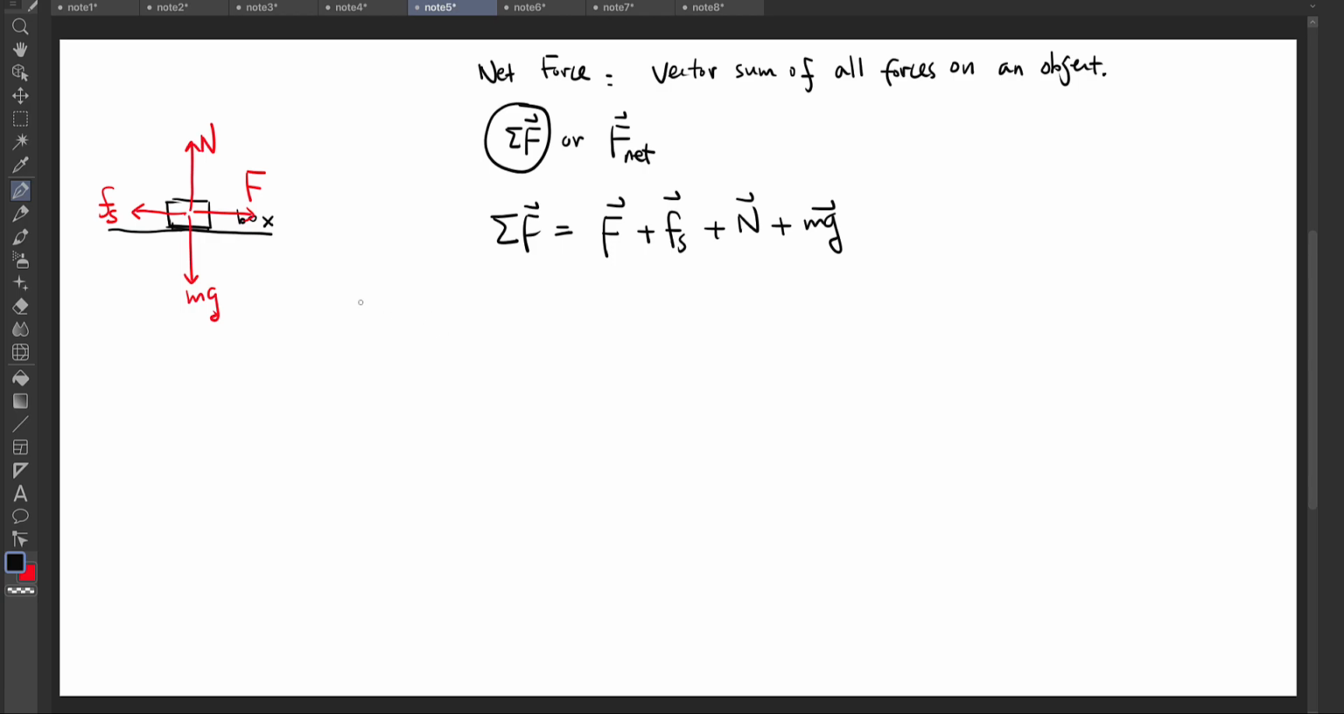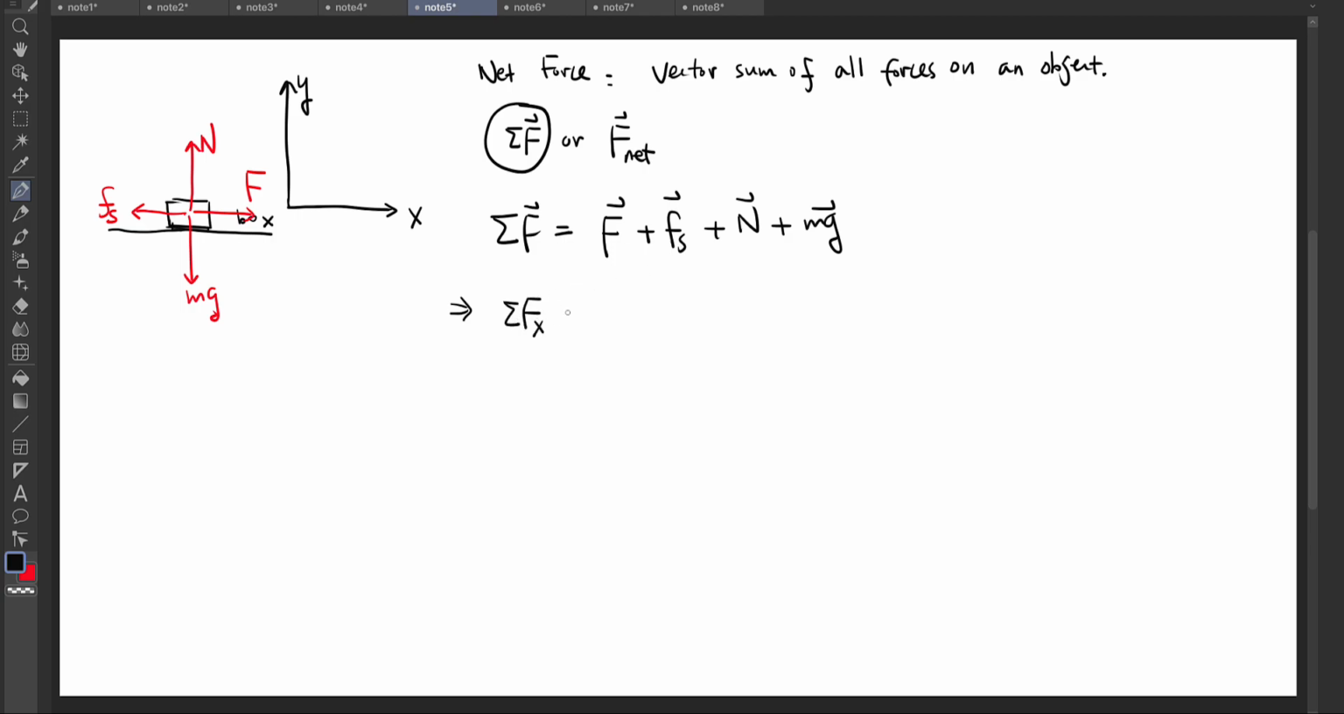Now, usually people also decompose the vector into two directions. In the horizontal direction, let's say we call it the x-axis. In the vertical direction, we call it the y-axis. So now let's talk about decomposition of the net force and also each individual force.